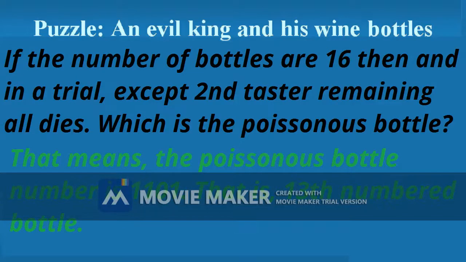Assume this time we have 16 wine bottles. The king made an experiment with 4 testers. The second tester survived, and all the remaining 3 are dead. Which is the poisonous bottle? Can you guess it? The answer is the 13th bottle.